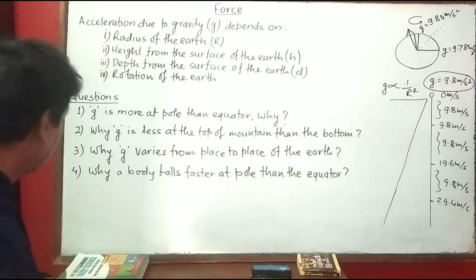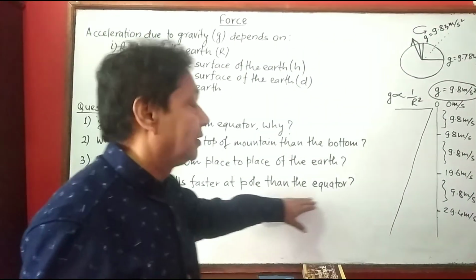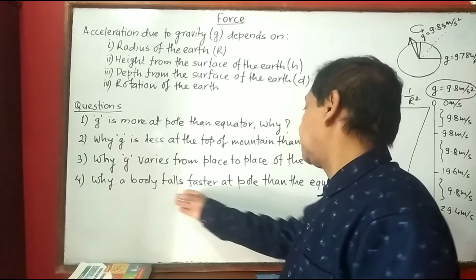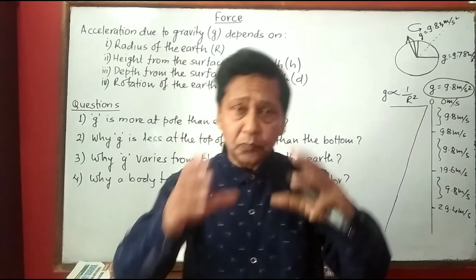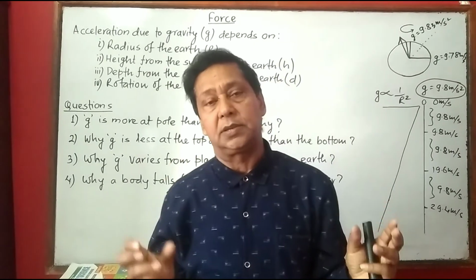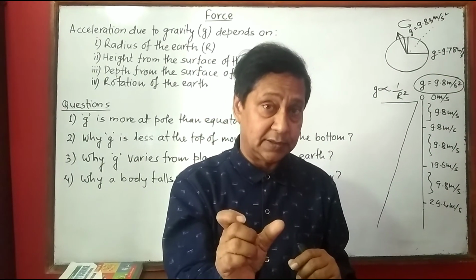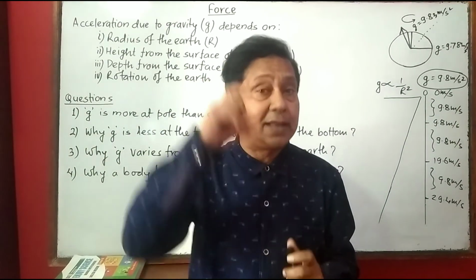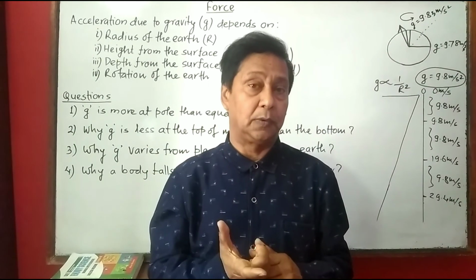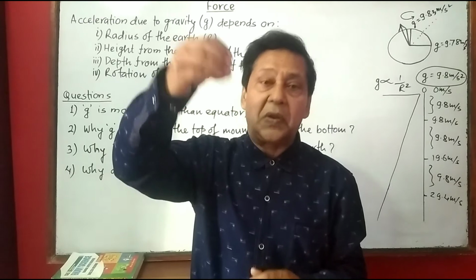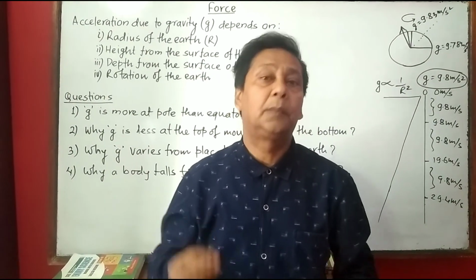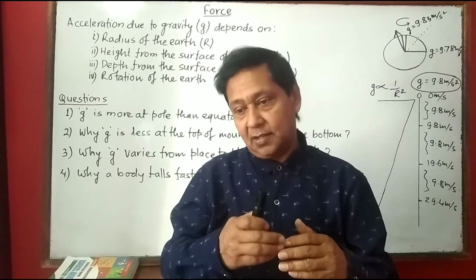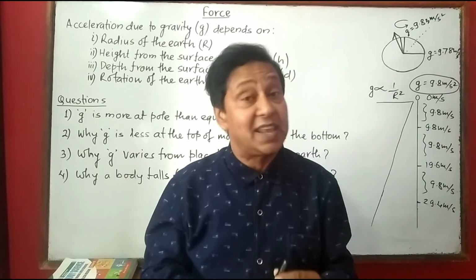Now let's talk about the fourth one. Why does a body fall faster at pole than the equator? This can also be answered in the same way. Earth is flattened at pole, bulged at equator. Polar radius is less than equatorial radius. Since G is inversely proportional to the square of the radius of the earth, radius is less at pole, so G is more at pole. And because of more G, the rate of fall of the body will be high, and a body falls faster at pole than that of the equator. This way we can answer all these questions which are related to radius of the earth.